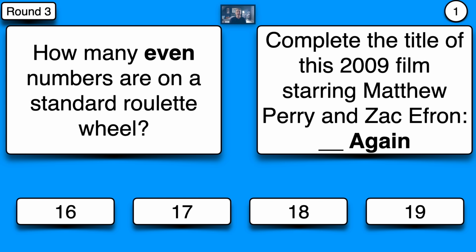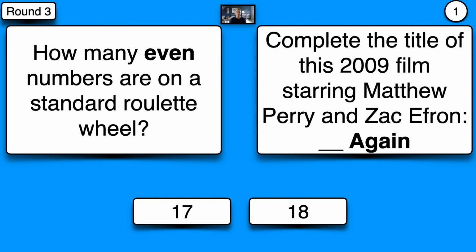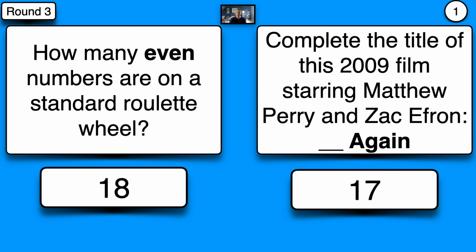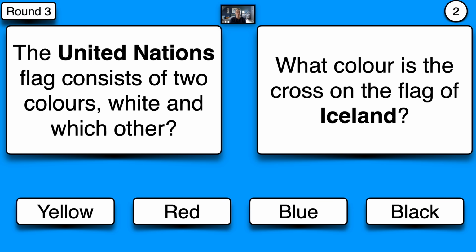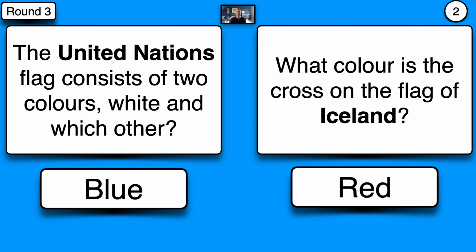The answers for round three are number one, the number of even numbers on a roulette wheel is 18, and the film is 17 Again. So a point for each correct answer. Number two, the United Nations flag consists of white and blue, and the cross on the flag of Ireland is red.